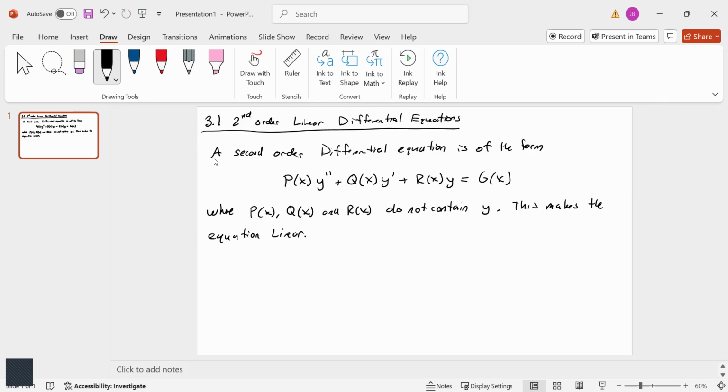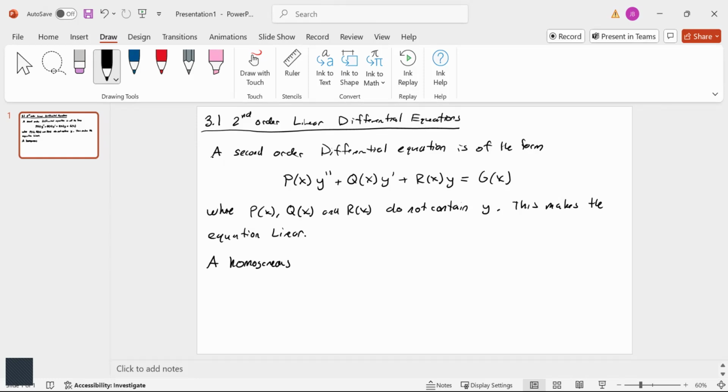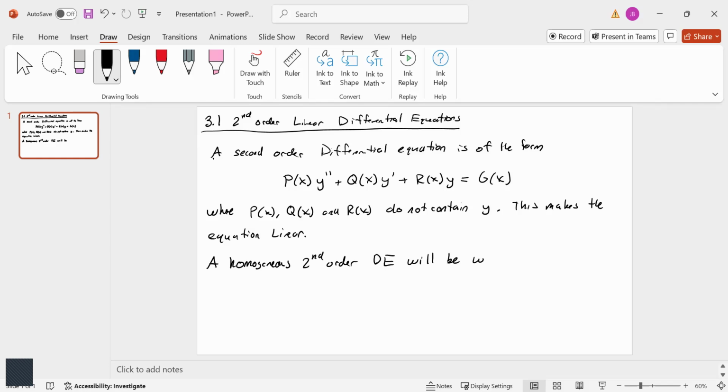Now, in the beginning of this chapter, we're not going to look at the non-homogeneous case, basically that g of x. We don't want it to be equal to anything. We want it to be zero, in fact. So, a homogeneous second order differential equation is where g of x is equal to zero. That's all homogeneous means. It just means equal to zero.